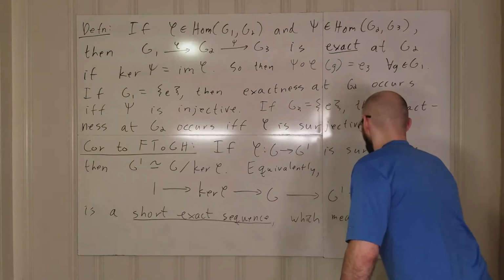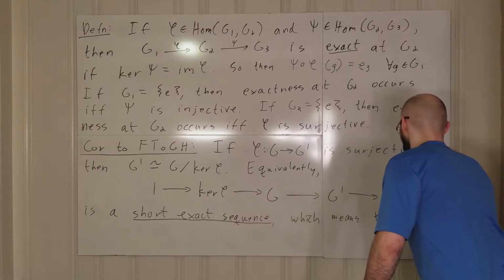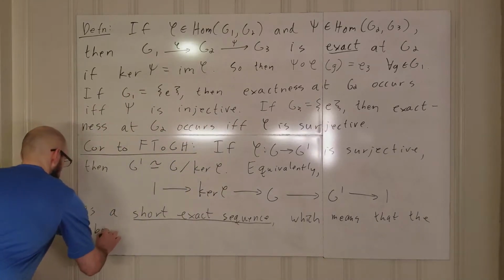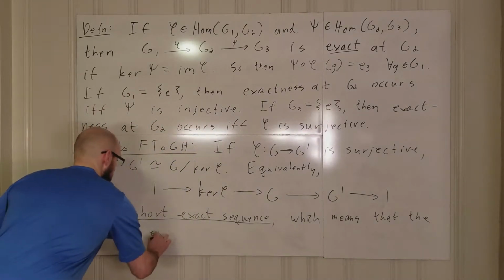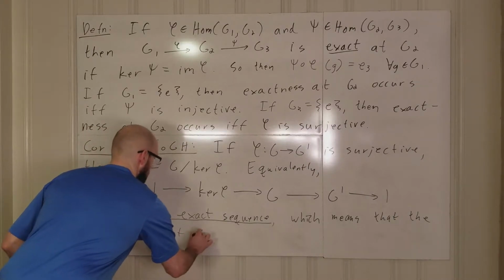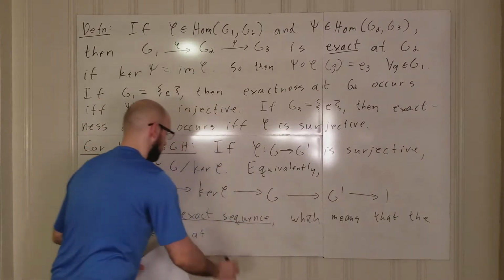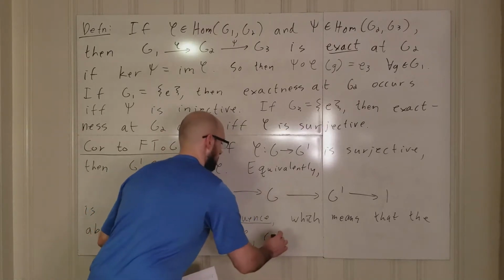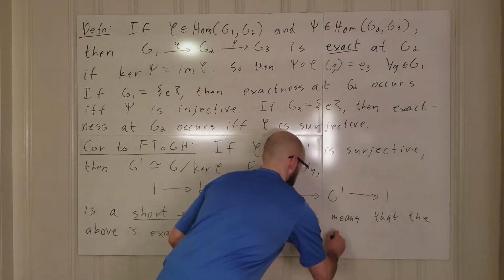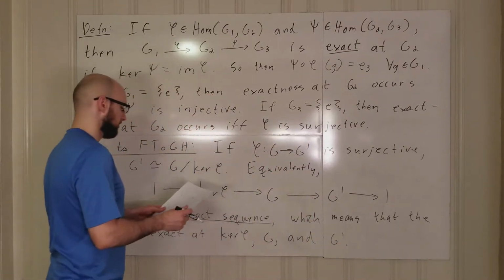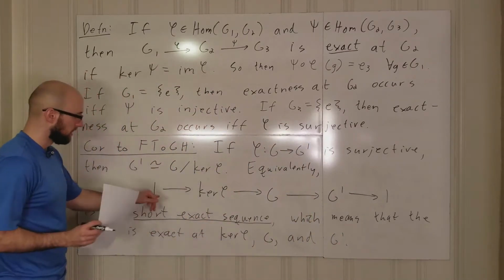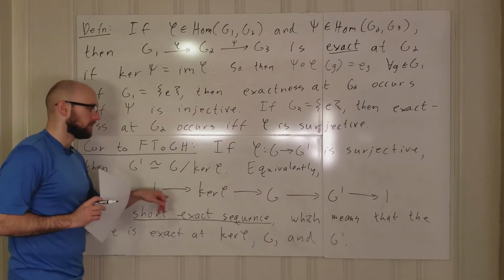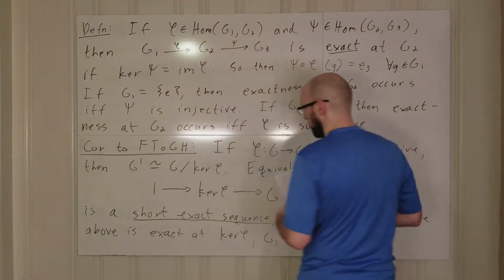Which means that the above is exact at the 3 places in the middle, the places where it could possibly be exact. So the kernel of phi, G, and G prime. So of course, what are these maps going to be? This map, there's only one thing. We're just going to send the identity to the identity. And that's all that happens.